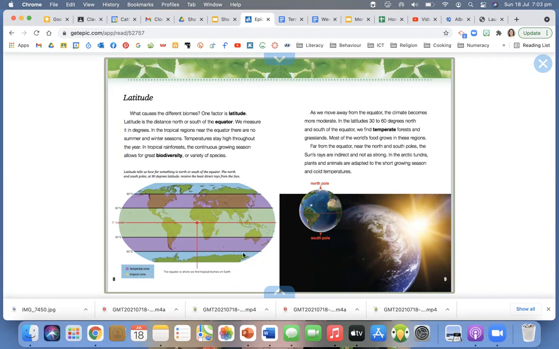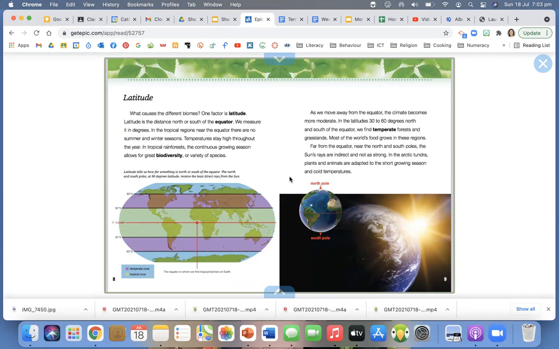And then I'm just having a look at this image, and I can see down the bottom here is a caption, and it says the equator is where we find tropical biomes on Earth. And it's actually pointing to a line on the map that's in the middle, and I can see here that it says equator. So I can see that the equator is a line that goes through the middle of the Earth, and that's equal at the top and equal at the bottom. That's interesting. So the latitude is the distance north or south of the equator. So above is latitude, below is latitude, the equator. I wonder if I can find some more information on that.